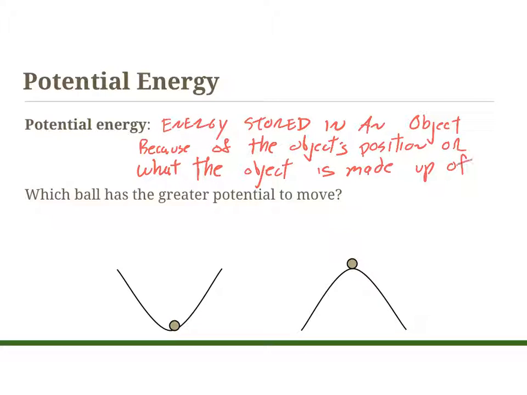Okay, so given these two scenarios down here, I have a ball at the bottom of a ramp or a half pipe, and I have a ball sitting on top of a hill. So this might be a ball in a valley, and this would be a ball on a hill. And the question is, which ball has greater potential to move? Hopefully you would identify the ball on top of the hill would have greater potential to move because it can roll down a hill, and hopefully you know that rolling down a hill is easier than going up a hill.